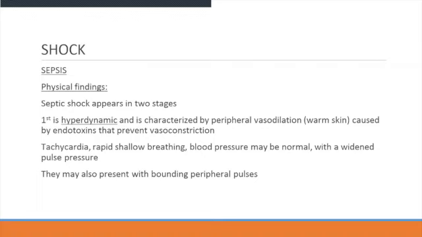Then the second stage is going to be tachycardia, rapid, shallow breathing. Blood pressure may be normal with a widening pulse pressure. So a lot of times you're going to see patients, they may have a blood pressure of, a good example, 110 over 40, 110 over 50. You're going to see that wide pulse pressure because the body's fighting two things here. It's trying to fight off the invader while also trying to keep homeostasis going. So they may also present with bounding peripheral pulses.